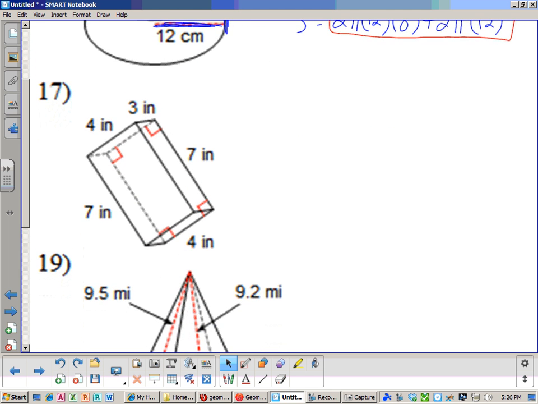Number 7, we're looking at a prism, a rectangular prism at that. Let me write down its formula first before we keep going. The rectangular prism formula is S equals PH plus 2 times big B.